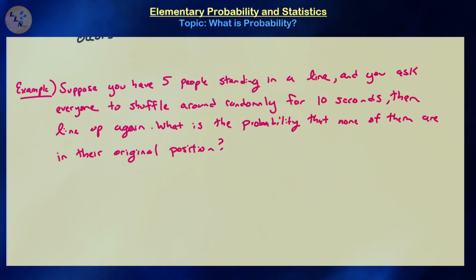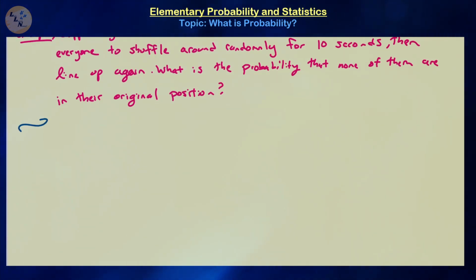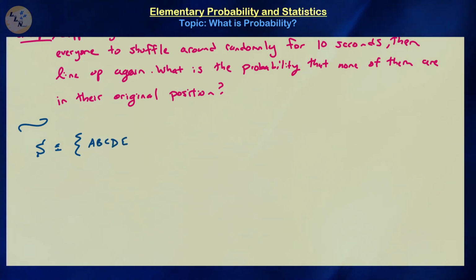So let us just look at the sample space for this particular event, and then we'll take a look at the event space. What does the sample space look like? The sample space is all of the possible rearrangements of those 5 people. I'm going to label those 5 people A, B, C, D, and E, just for notation purposes. So we have the original position, let's assume, is A, B, C, D, E.